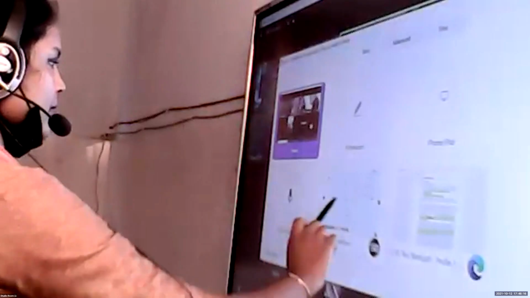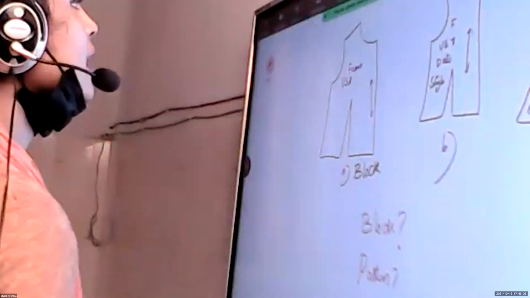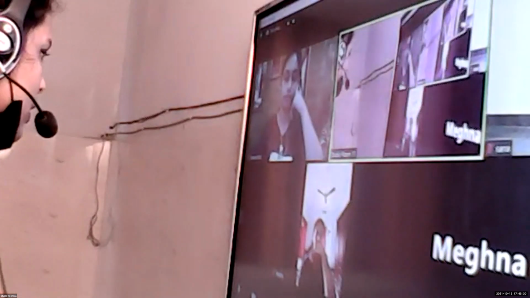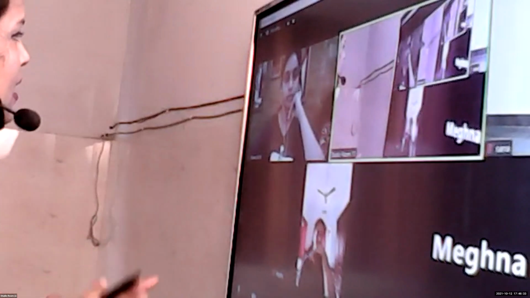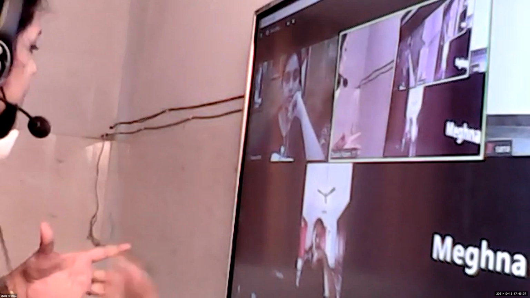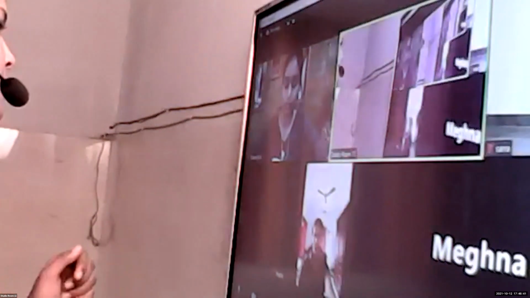Yes, ma'am. So I thought you're drawing the seam allowances. No, I will show you. In this image, the third image, this is the seam allowance, right? So seam allowance will not be included if it is a block. Block is the basic one. Pattern will be having seam allowance.